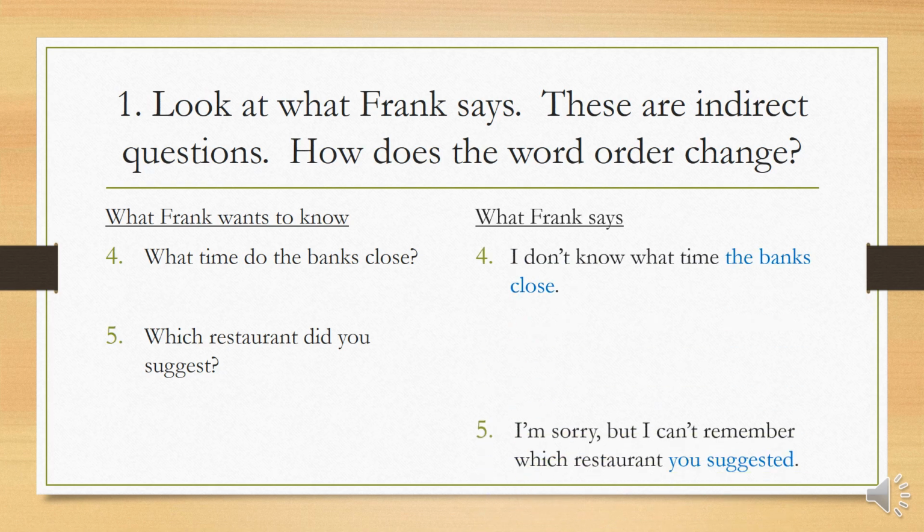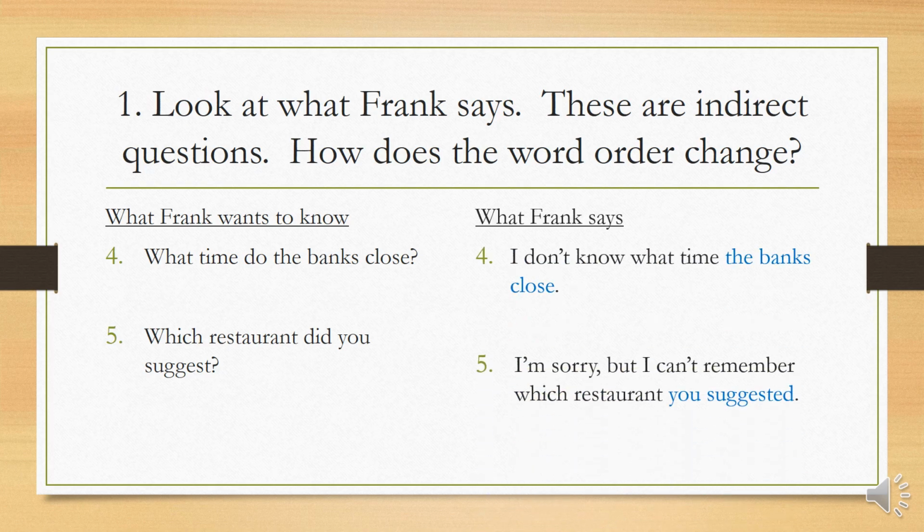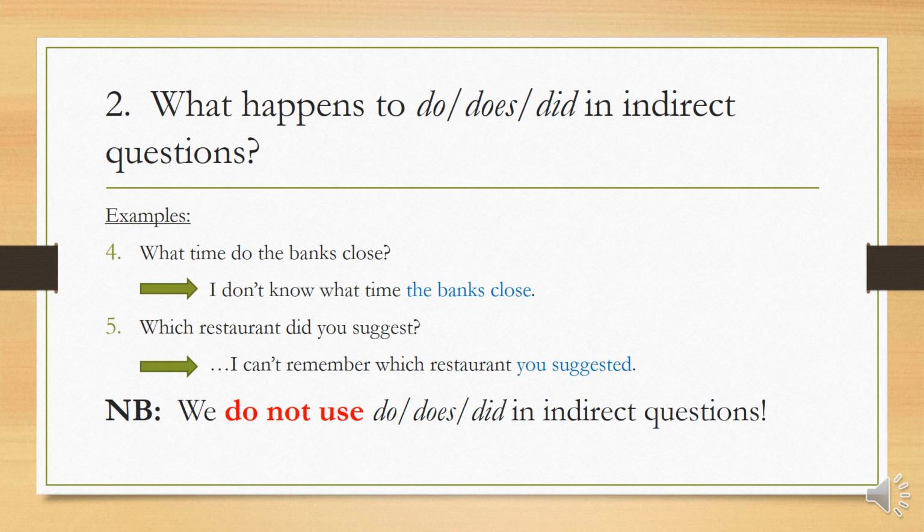Here we have an example in past in number 5. I'm sorry, but I can't remember which restaurant you suggested, but the same rule applies. We use the word order of a sentence in past simple. So again, for an indirect question, the word order is the same as for a positive sentence.